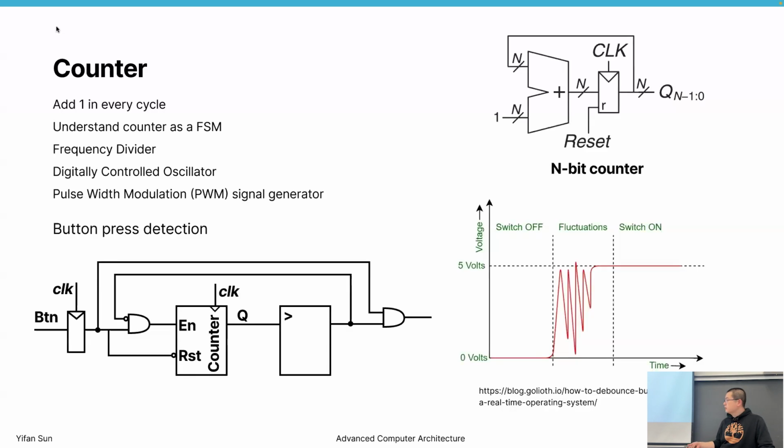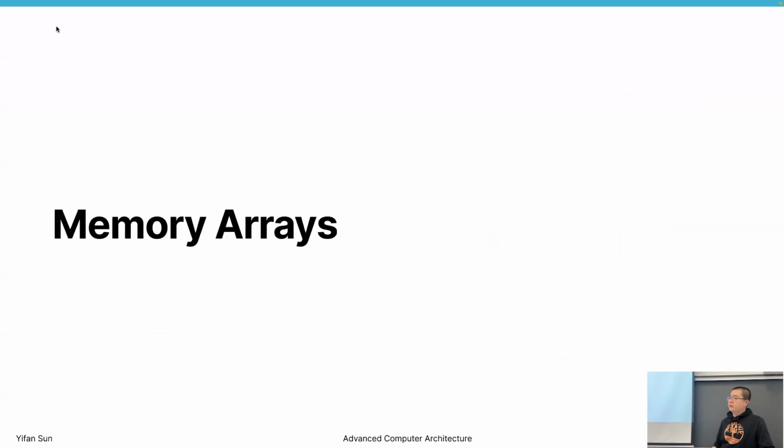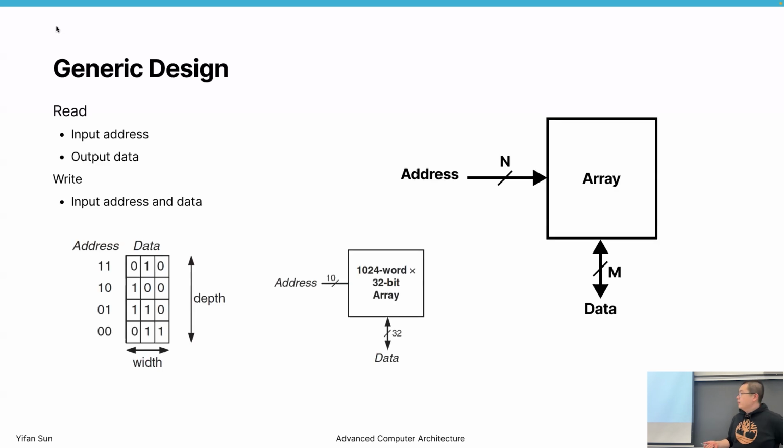We have talked about counters. Then if we go forward, we talk more about memory arrays. Now for memory arrays, we have a general design with an array that has the address as input. If we want to read, the input is the address and the output is the data. If we want to write, we have both address and data as input, and there's no output for write transactions. Then with a memory array, we have the depth of the array and the width of the array.